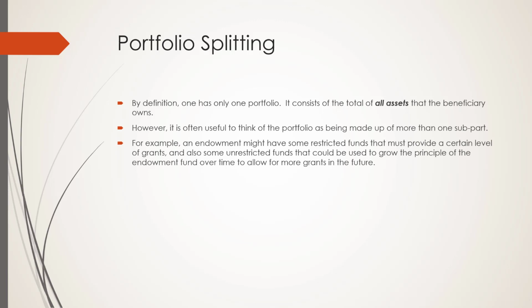So an endowment might have some funds that are restricted by either law or the donor's intent, but they might also have some unrestricted funds. And so they might manage those restricted funds with stability of principal in mind, but the unrestricted funds maybe are used to generate income or possibly growth of income. And this would allow the endowment to get bigger over time and give out more in grants.